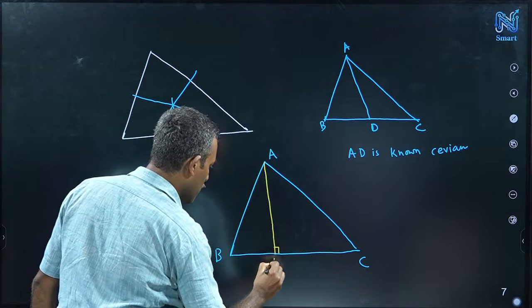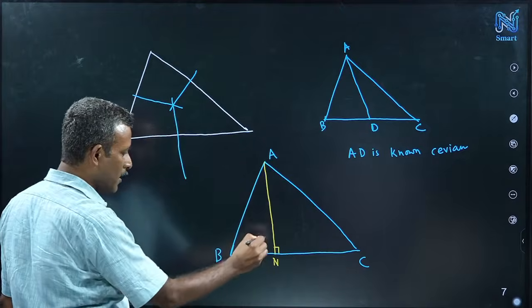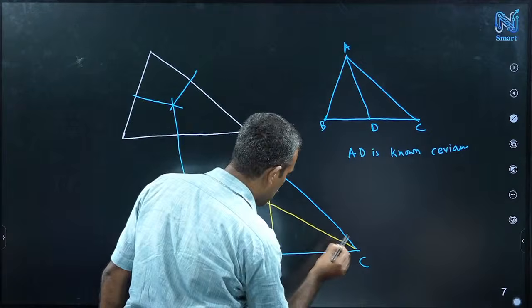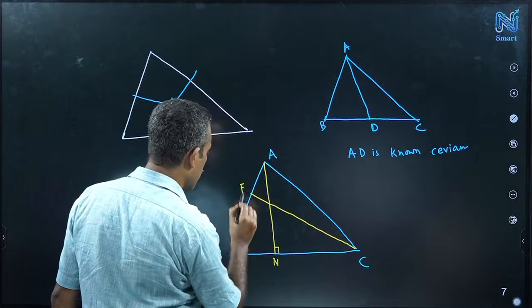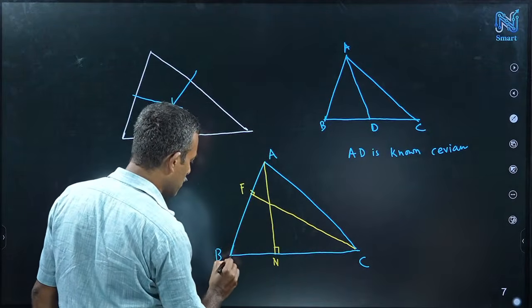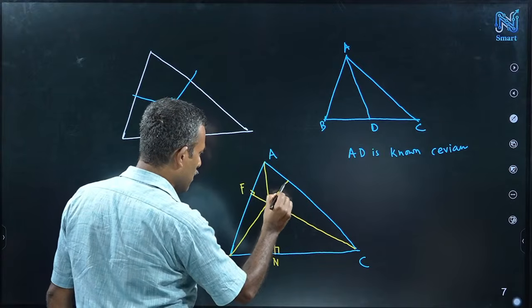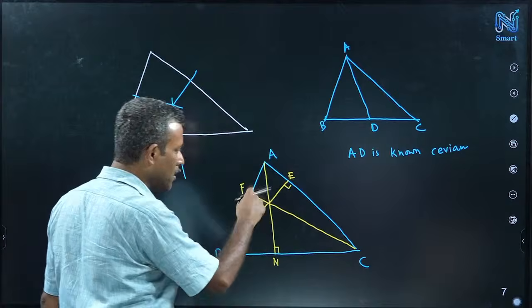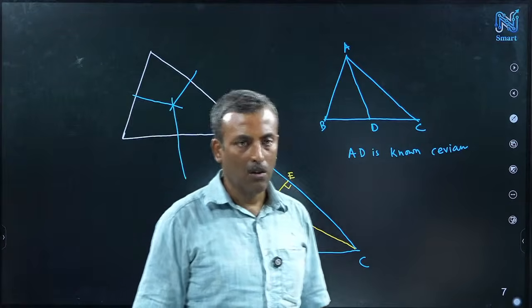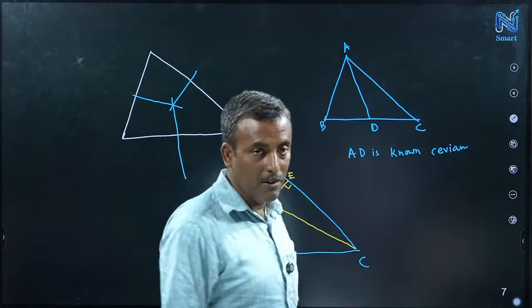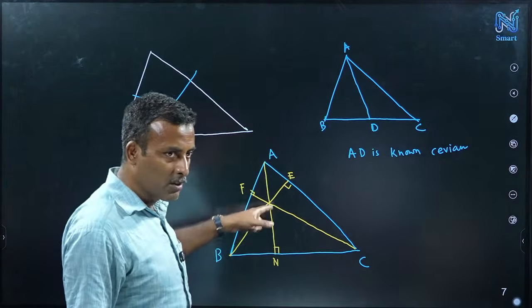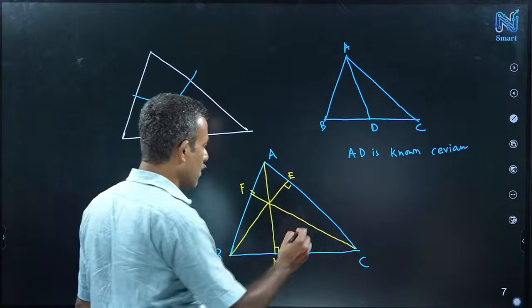N is the perpendicular from A on BC, and N is the foot of the perpendicular. Similarly CF is the altitude, and B is also an altitude. We have to prove that these three altitudes are concurrent. Now, they are Cevians, right? So how do you prove that? To prove it is concurrent, what do you have to show?